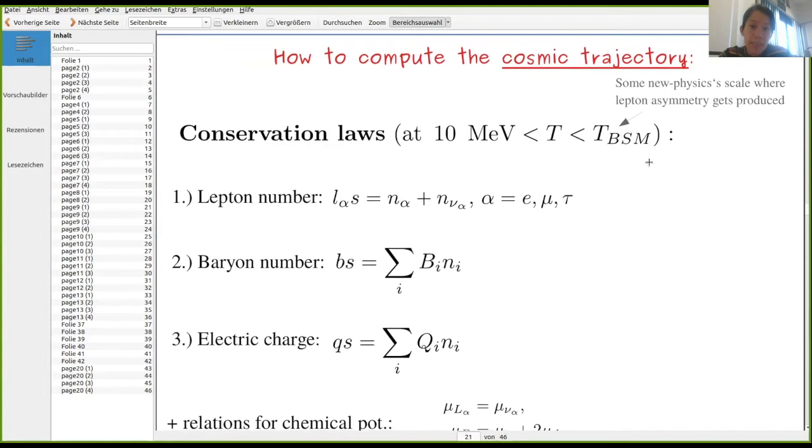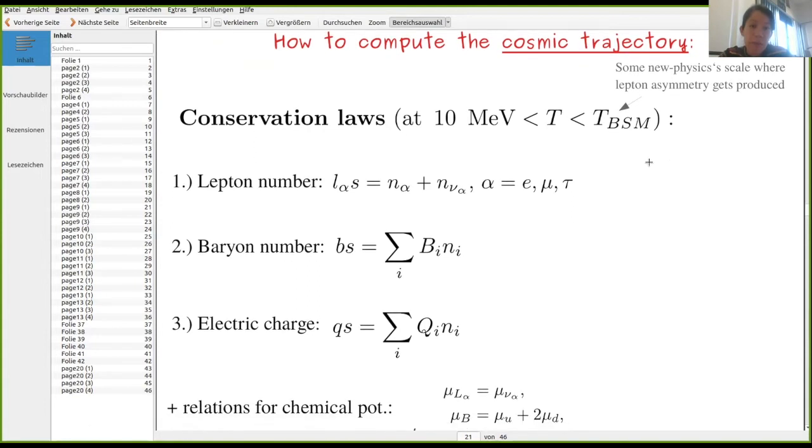Yeah, and at this temperature regime, you have the conservation of lepton number, baryon number, and electric charge. These conservation laws are written down here. So L alpha, B, and Q are the asymmetries. S is the entropy density on the right-hand side. N are the net number densities, so already particle minus antiparticle. And for the lepton number conservation, of course, we have 3 equations here for the 3 different flavors.